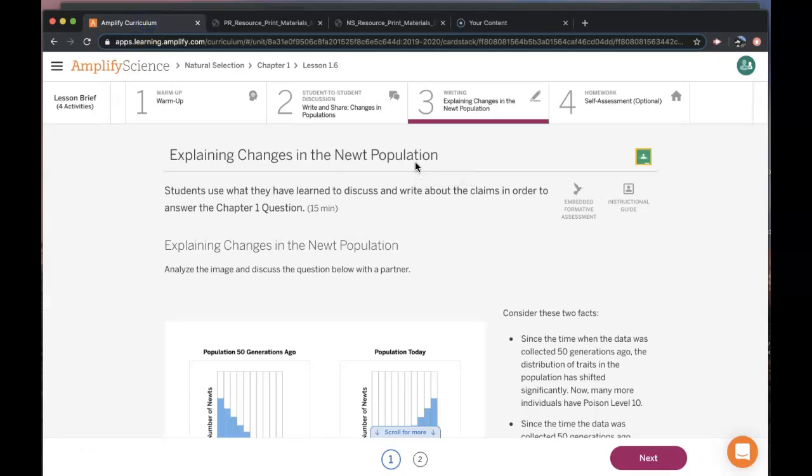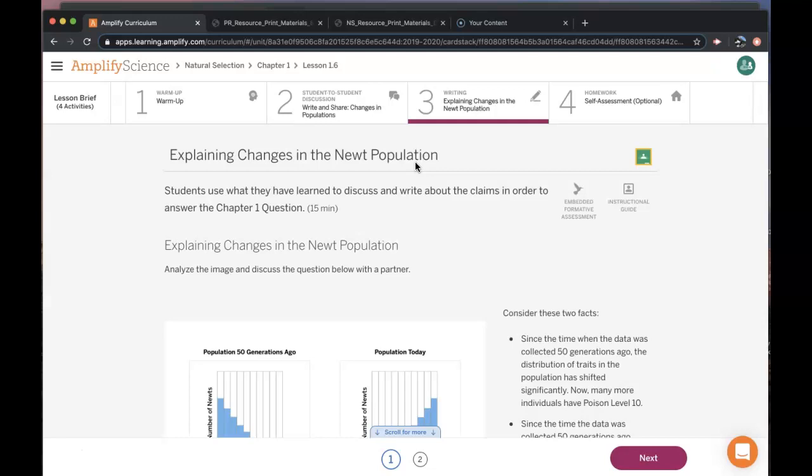This is Natural Selection Lesson 1.6, Activity 3. This is the last activity in Chapter 1 of the Natural Selection Unit. This is where you are going to be finalizing everything you should know in this first chapter. So make sure that if you don't feel like you understand that, you show up to Zoom so that we can talk about it. All right, so let's get started with the activity.